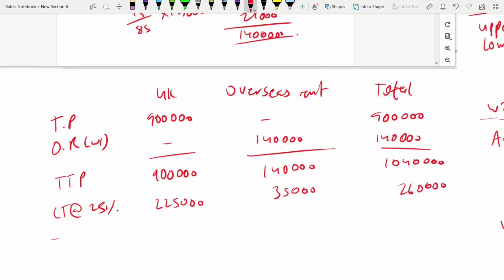Now DTR, that is a working too. Marginal relief will not be applicable because there is no associated company, only one. Upper limit is 250 and your TTP is more than 250. So main rate 25%. DTR, there's a working too for DTR.